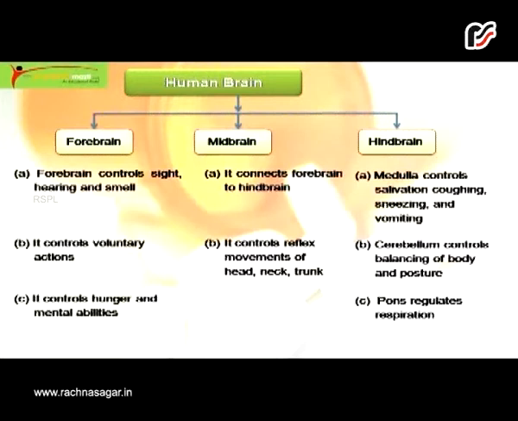Then hindbrain, as hindbrain is divisible into some parts, here some functions of each part are mentioned. First is medulla. Medulla of hindbrain controls salivation, coughing, sneezing and vomiting. Next is cerebellum. Cerebellum controls balancing and posture of the body. Then is pons, the third part of the hindbrain. Normally it regulates respiration. So these three parts of the hindbrain control specific functions.